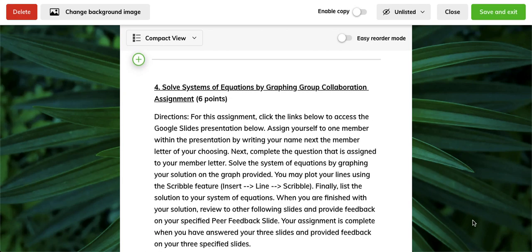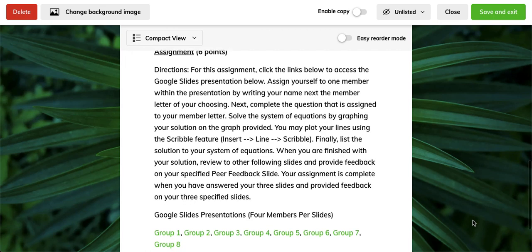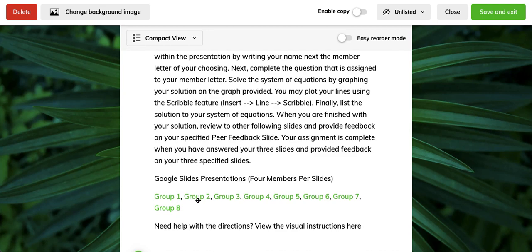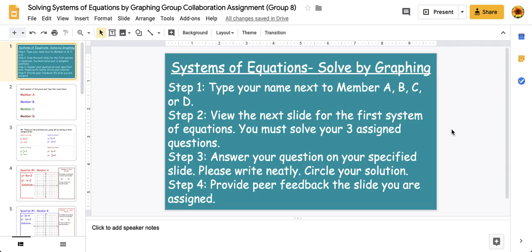In this Solve Systems of Equations by Graphing group collaboration assignment, what you're going to do is start by accessing the links down here. Please do this on a first come, first served basis. I'm going to start by clicking on the group 1 link, and when you do that you will see this. Please make sure you're reading all the directions, and if you have any questions, please feel free to email me.